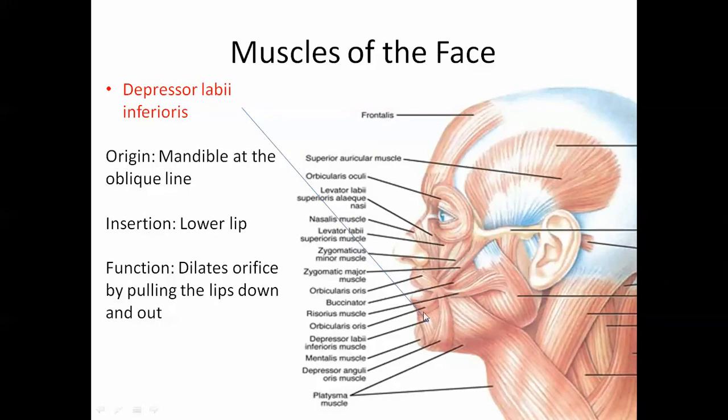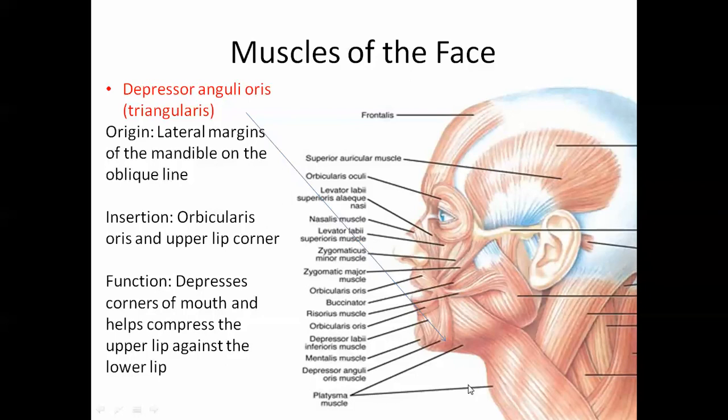All right. Then we have depressor labii inferioris. Just like levator labii superioris, we have a depressor labii inferioris. So what do you guys think it would do? It's going to pull the lower lip down. And it tells you exactly where it is. It's below the lower lip. So it dilates the opening of the mouth, which is the orifice, by pulling the lips down and out.